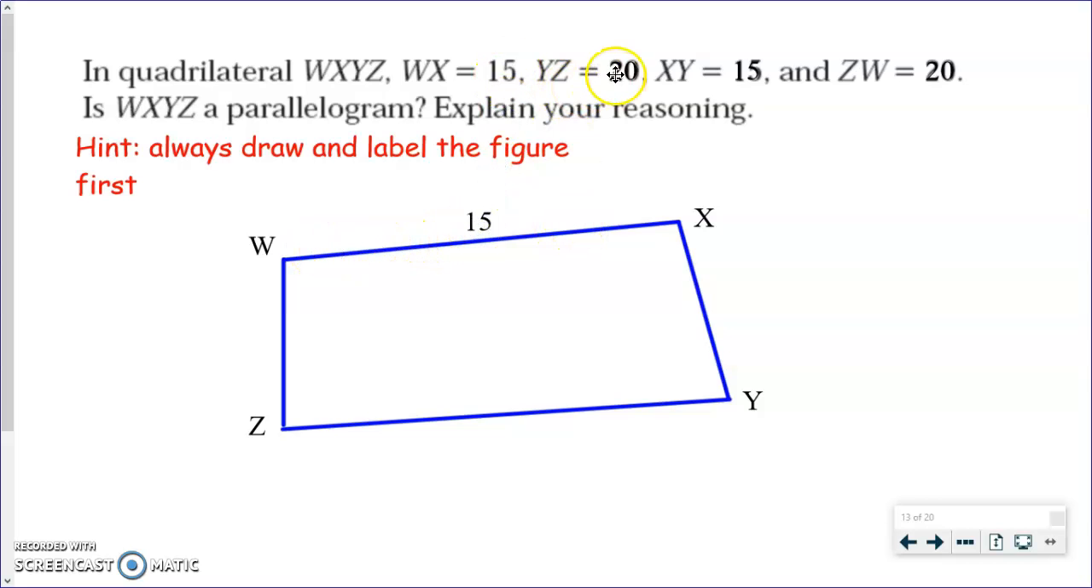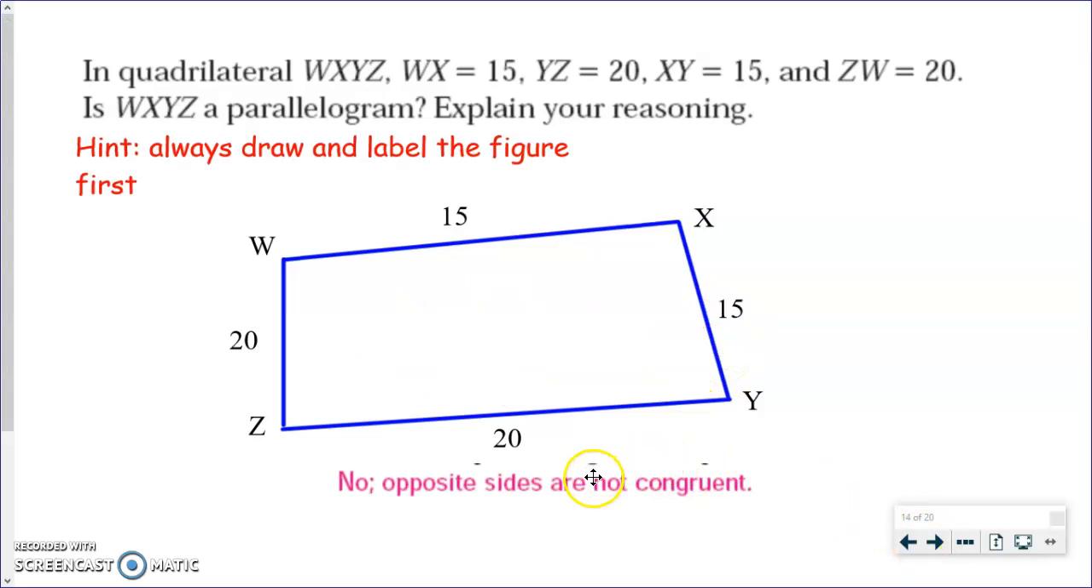So WX is 15, and as soon as you can figure out whether it's a parallelogram or not a parallelogram, you can stop. You don't have to necessarily put all these measurements here. YZ is 20. And can we stop now? Yeah, we actually stop right here because this is a pair of opposite sides, and according to this, they're not congruent. So this can't be a parallelogram. We can put the rest of them in there just to show for sure. And don't worry if your lengths don't look like they match. Again, we're just drawing this so we can get these things in the right place. So this is not a parallelogram because the opposite sides are not congruent.